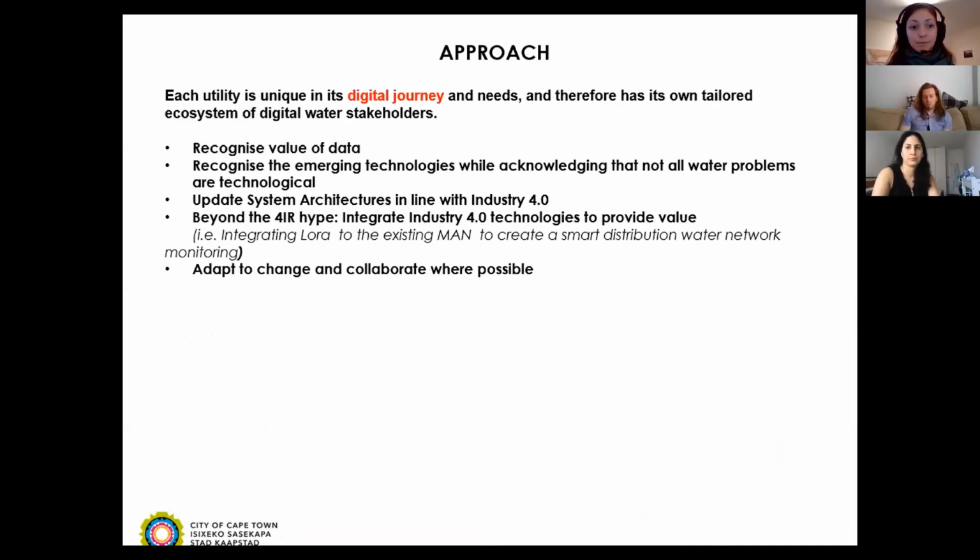To sum up our journey towards implementing smart technologies, we recognize the value of data and we recognize emerging technologies. And we have updated our architectures to include the OPC UA. And our view is that beyond the hype of the fourth industrial revolution, these technologies must be integrated to provide value, something tangible. And we are adapting to change, and we will collaborate where possible.